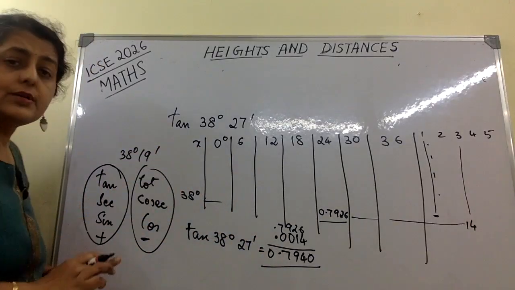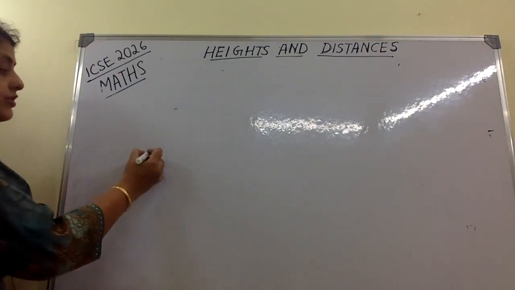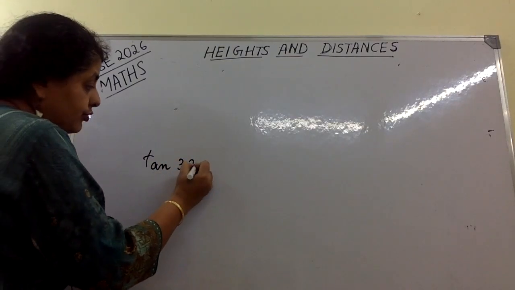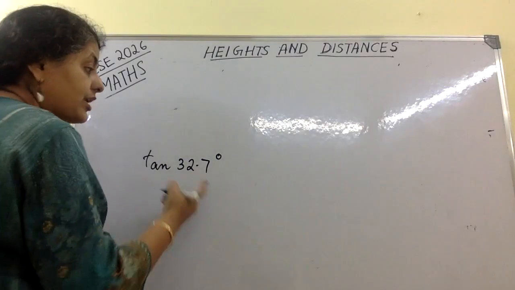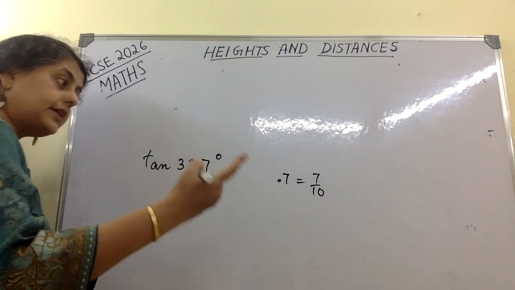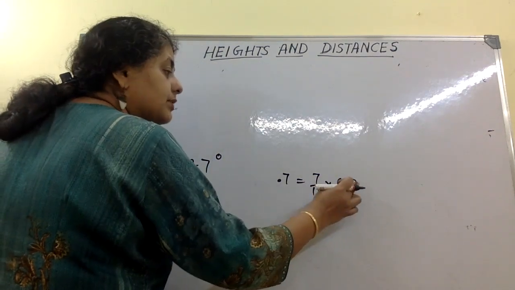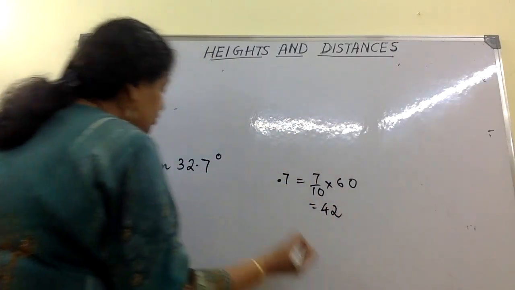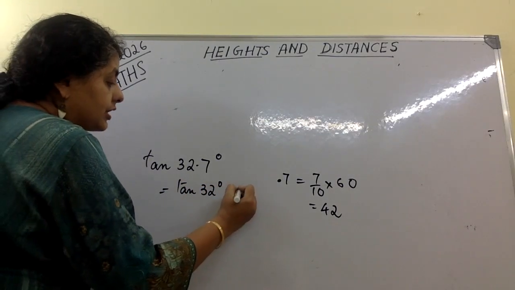Let's see quickly one more sum which can trick you in the exam. There is a question like tan 32.7 degrees and you don't know what to do. Now what is 0.7 degree? 0.7 means 7 by 10 of a degree, so multiply by 60, because 1 degree is 60 minutes. That is 42. So it finally changes to tan 32 degrees 42 minutes.